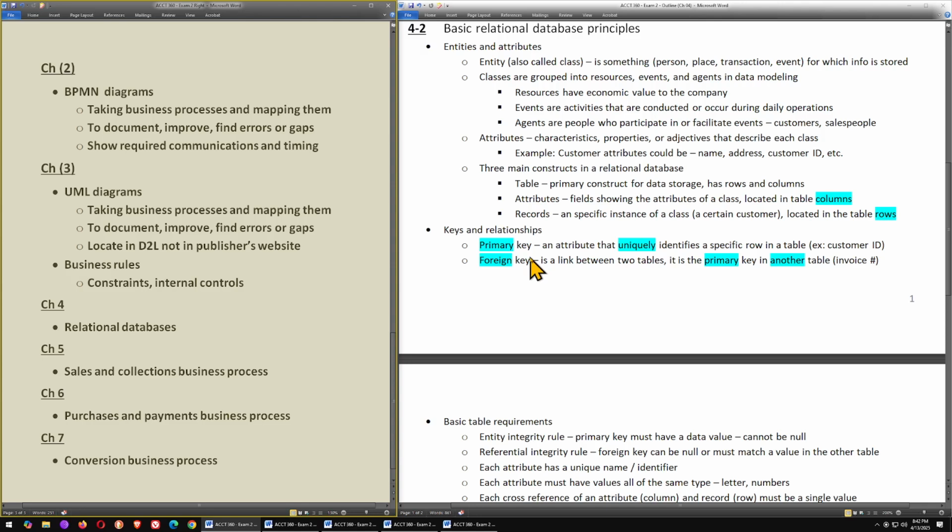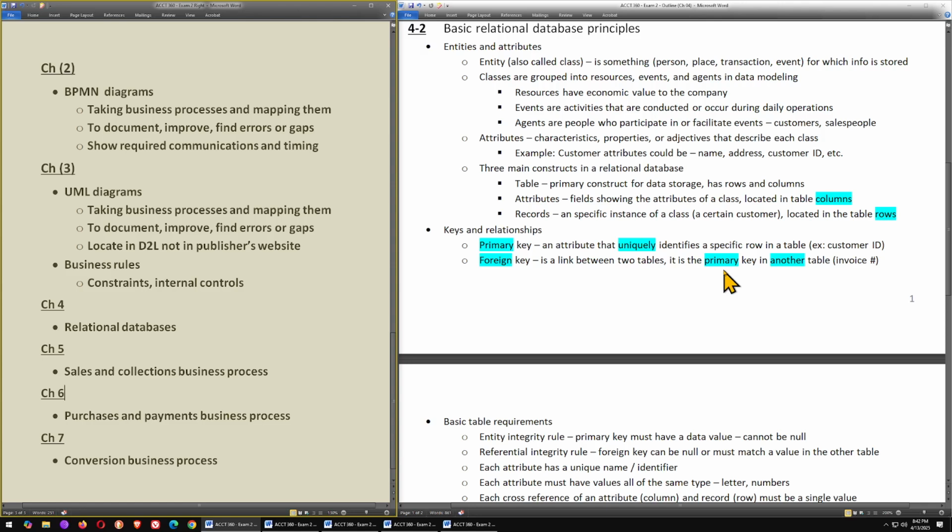Here are some issues that we need to think about for a database. What are the primary and foreign keys? A primary key uniquely identifies a specific table. So if you've got a table called customers, Customer ID might be the unique identifier. If you've got a table that tracks orders, order number is the unique identifier. And the foreign key is a link between the two tables.